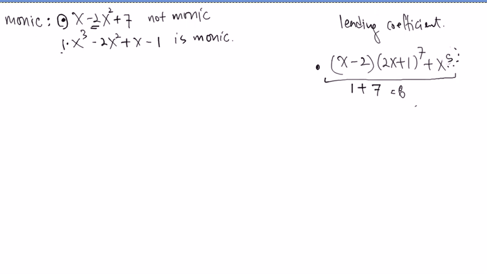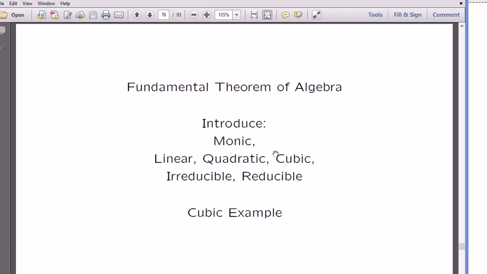So linear, quadratic, cubic refer to the degree of the polynomial, right? Linear is degree 1, quadratic degree 2, cubic degree 3. Okay?